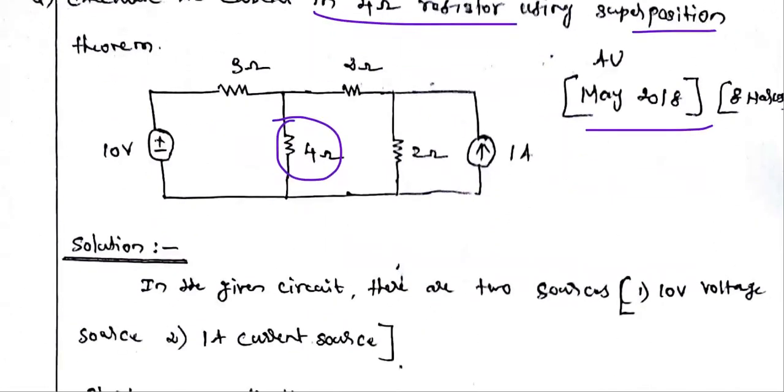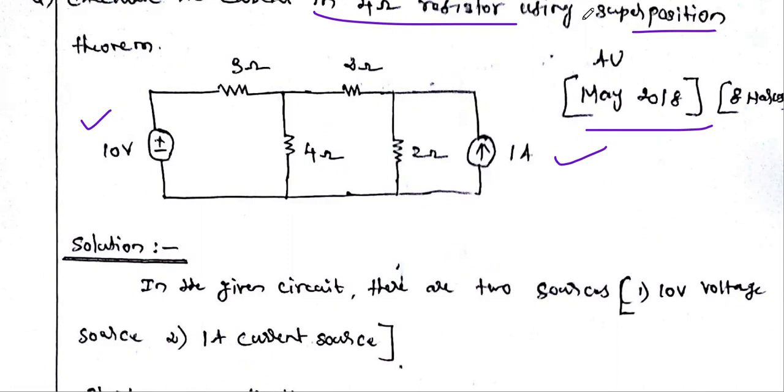Look at this circuit first. The superposition theorem is valid if the circuit consists of multiple sources. Here two sources are available: one is this 10 volt voltage source and another is a 1 amp current source. Because of this voltage source and current source, we have to find the actual current flowing through the 4 ohm resistor using the superposition principle.